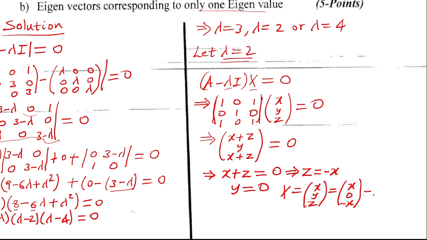So take x as a scalar. So what remains? 1, 0, minus 1, for any x element of the real numbers. This is the family of eigenvectors for the eigenvalue 2.